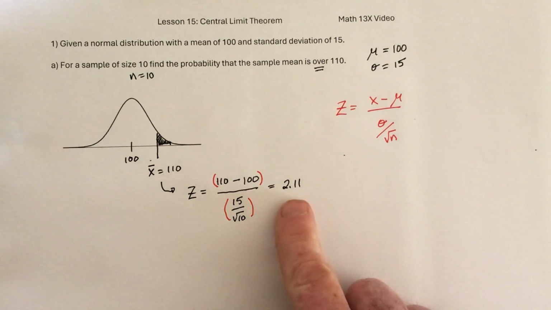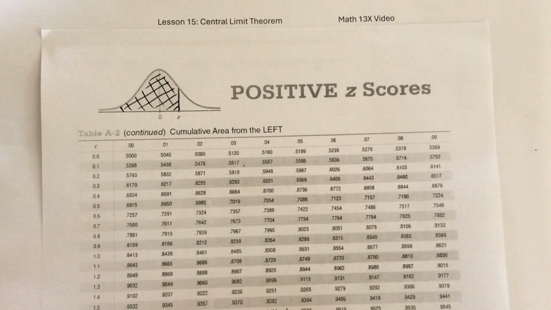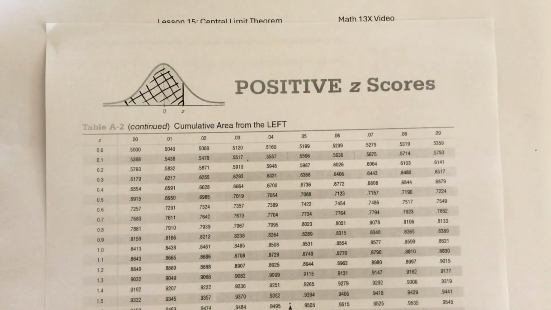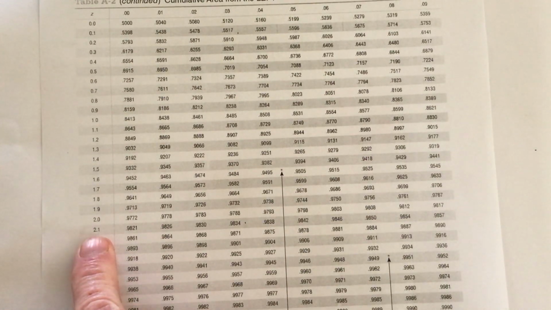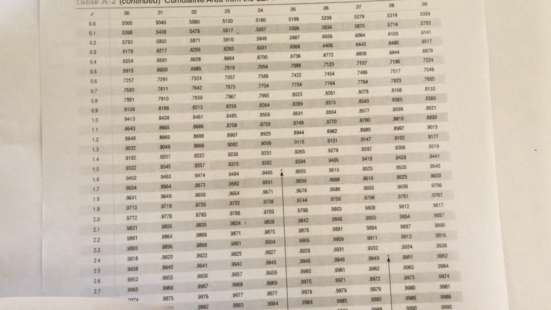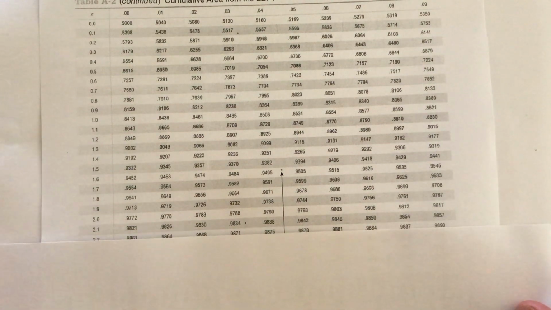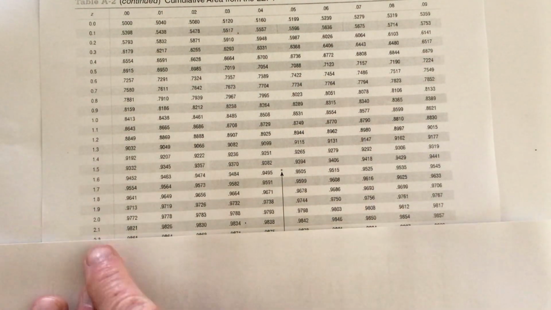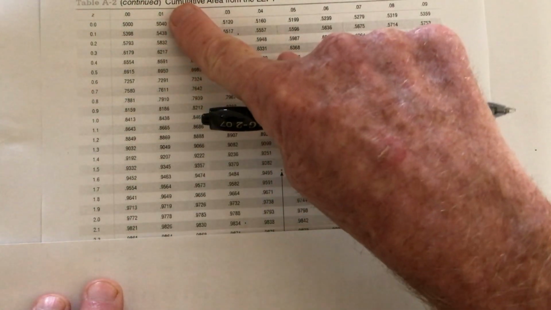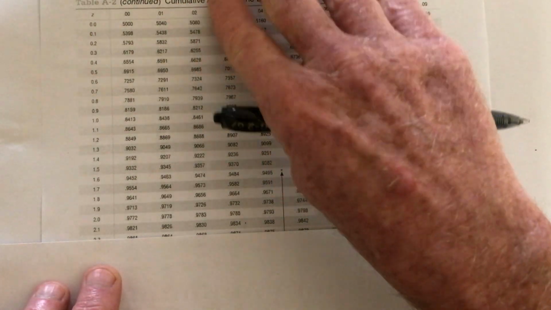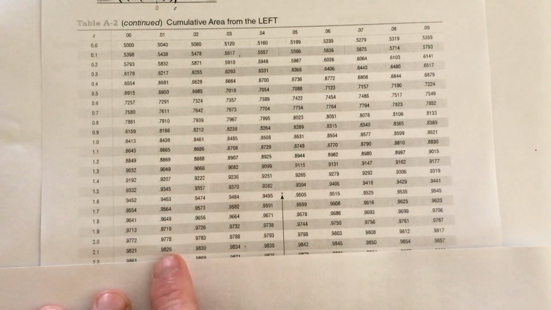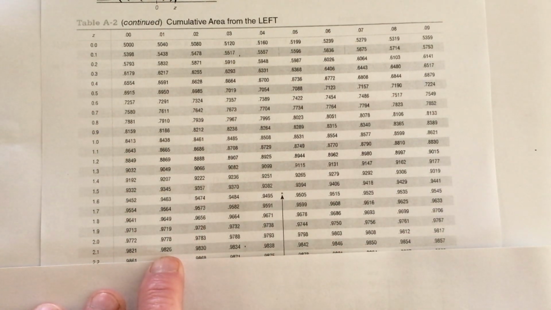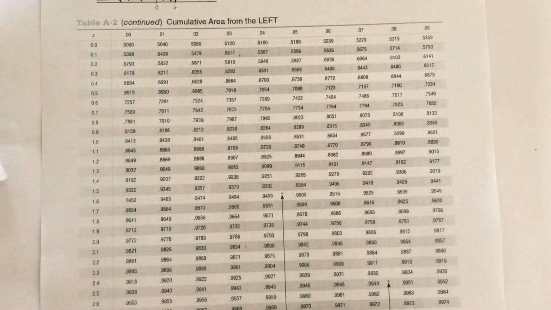And then this is a positive z-score, so I use table A2 with the positive, and then I'm looking for 2.11. So right here, it says 2.1. So it's going to be this row right here. And then this column says if the last decimal place is a 1. So it's going to be this column, follow it down, and then that says 0.9826.